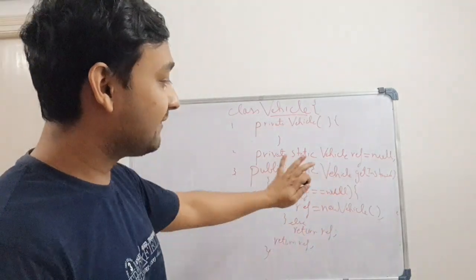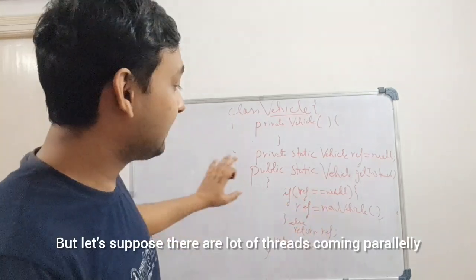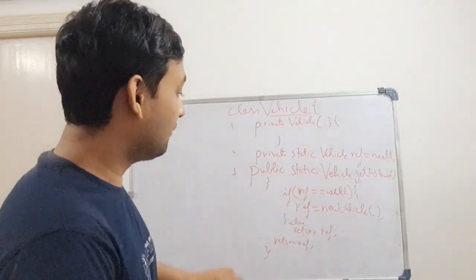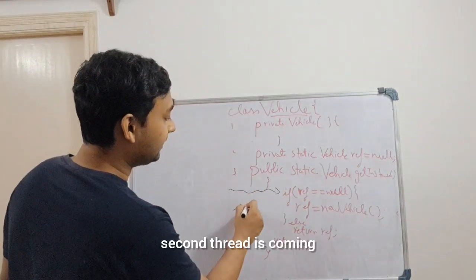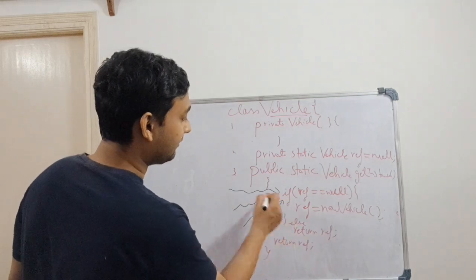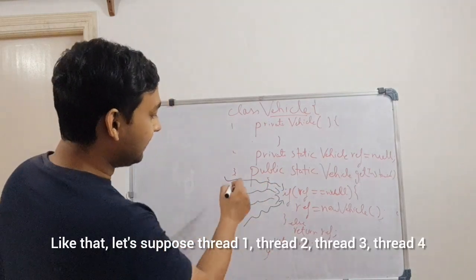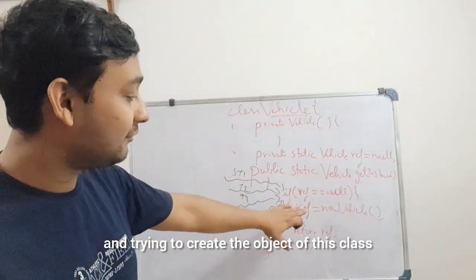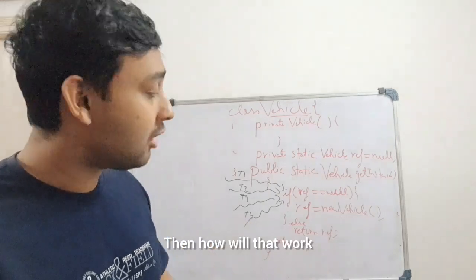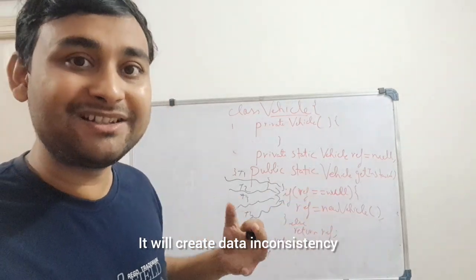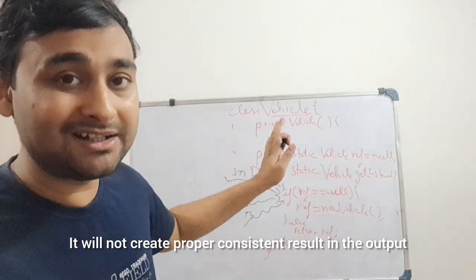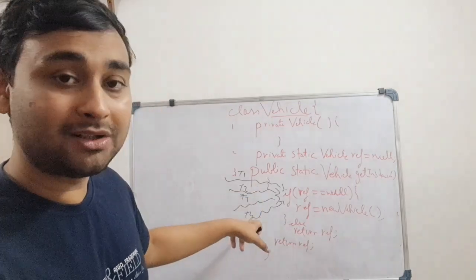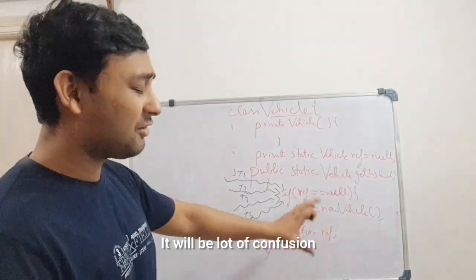In a single-threaded environment it's working fine as usual. But let's suppose a lot of threads are coming parallelly and trying to create the object. Let's suppose thread 1, thread 2, thread 3, thread 4 are coming and trying to create the object of this class. Then how will that work? It will create data inconsistency, right? It will not give a proper consistent result in the output. So which thread will it give priority, thread 1, 2, 3 or 4? It will be a lot of confusion, right?